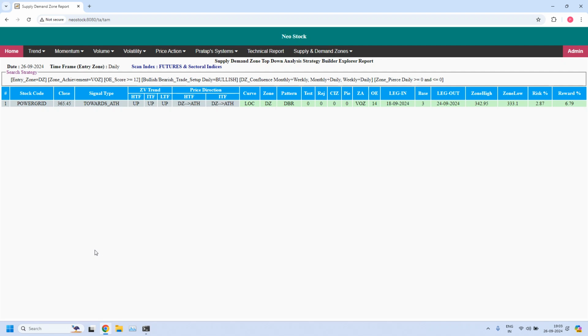Power Grid is having LTF, ITF, HTF confluence and is also an all-time high demand zone. The daily demand zone is all-time high. It doesn't have supply zones. And also the trend is uptrend. Let's verify.